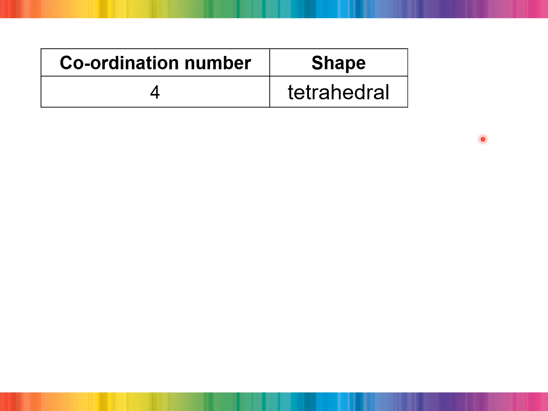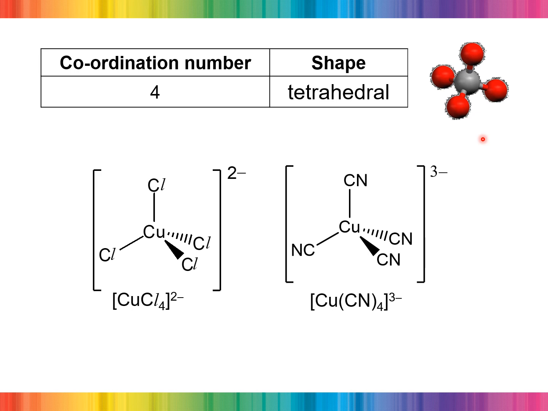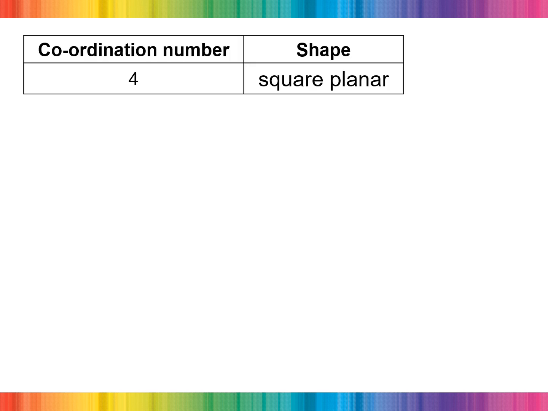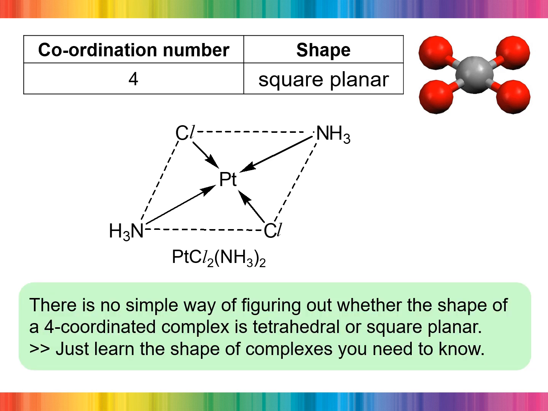Next up are the tetrahedral shapes, which belong to coordination number 4. We have examples like CuCl4 2 minus and Cu(CN)4 3 minus. Now we have another type of shape for coordination number 4, and that is square planar. We have a very classic one called transplatin.